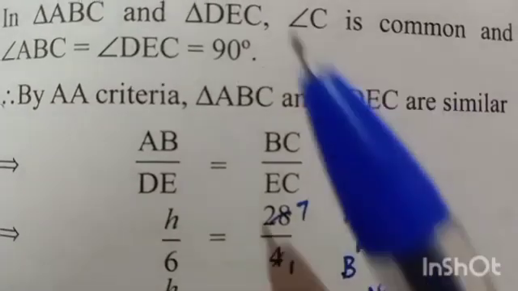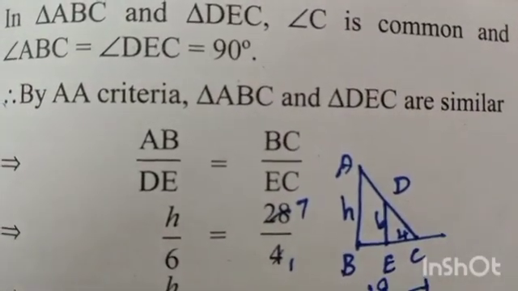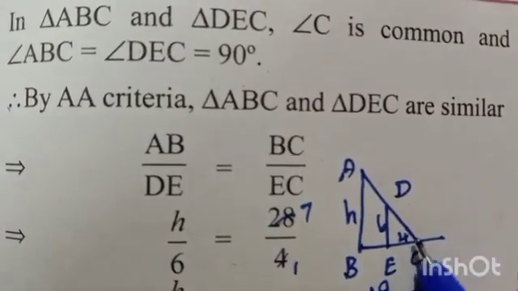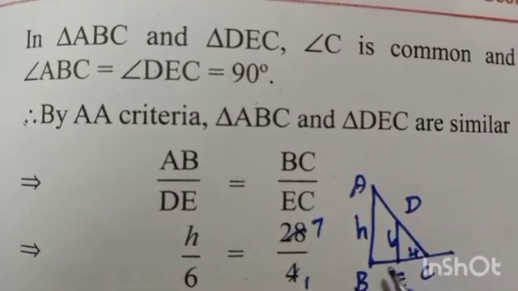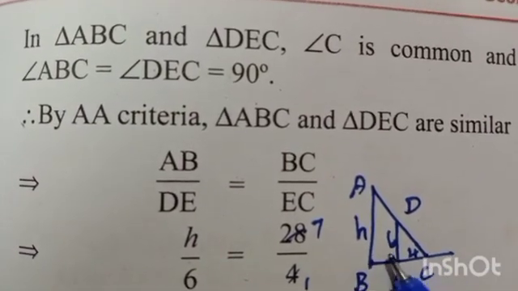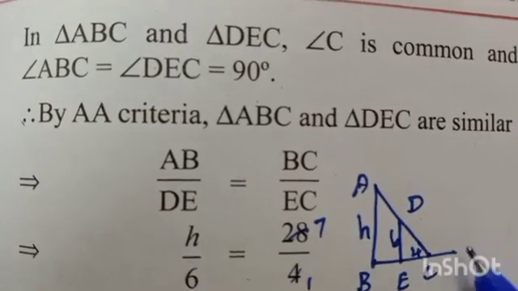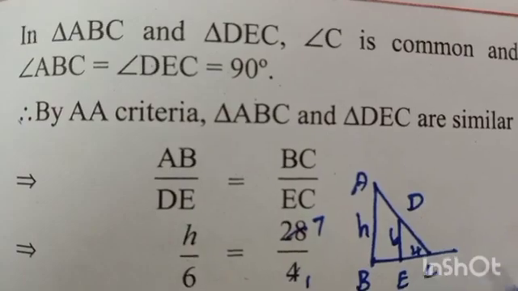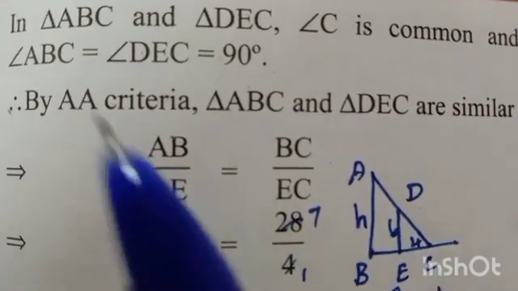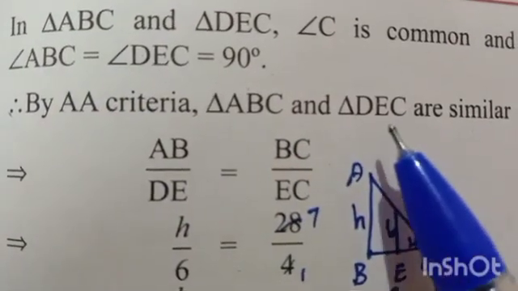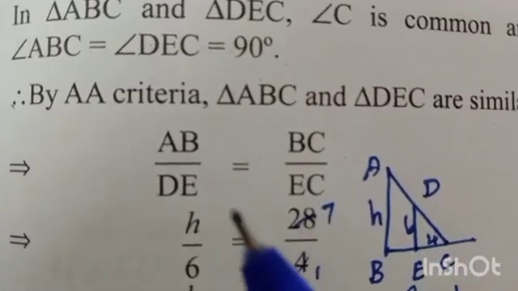Students, for triangle ABC and triangle DEC, angle C is common. Then angle ABC and angle DEC are both 90 degrees. So by AA criteria, triangle ABC and triangle DEC are similar.